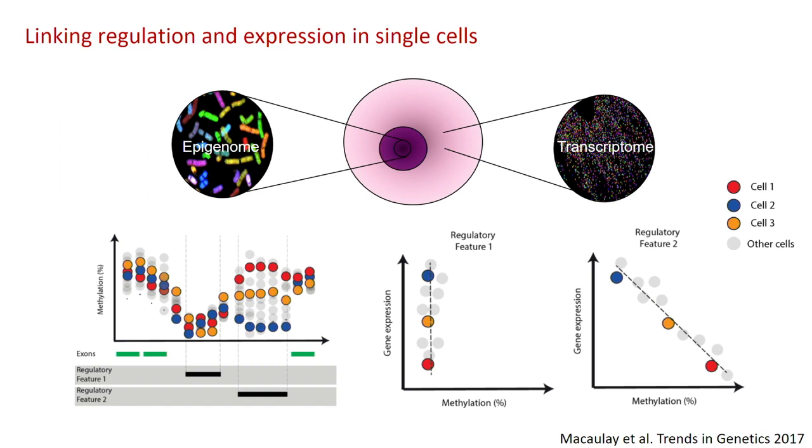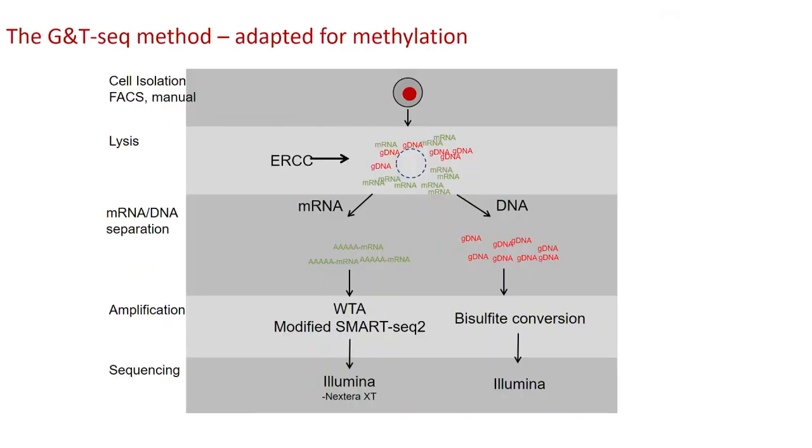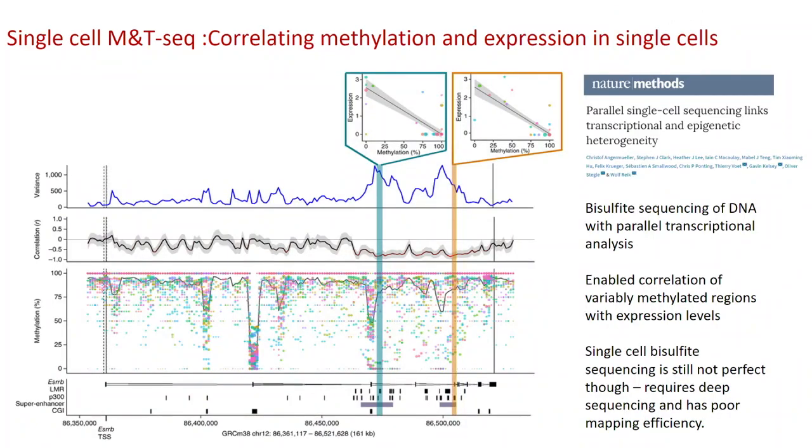So we effectively modified the protocol to, instead of doing whole genome amplification, do bisulfite conversion and whole genome amplification, and then again did Illumina sequencing. So really a very minor change to the protocol, but it enabled us to start to look at the relationship between gene expression, in this case in mouse embryonic stem cells, and methylation. The problem with single cell bisulfite sequencing is bisulfite treatment is very, very destructive to the DNA.